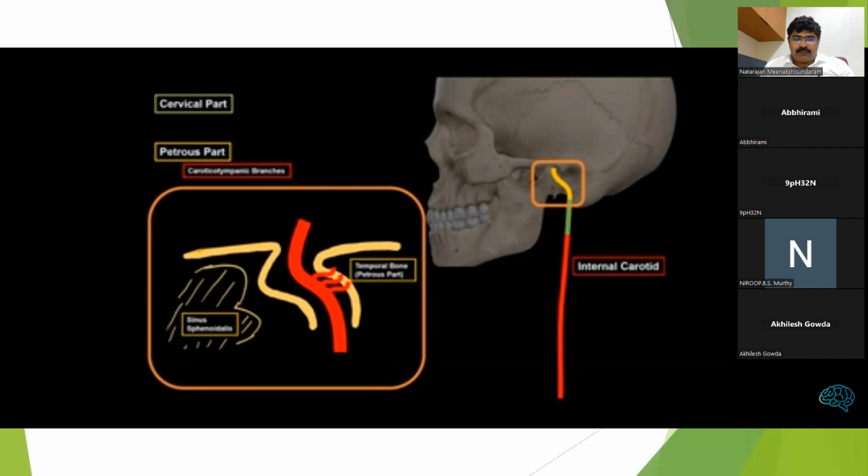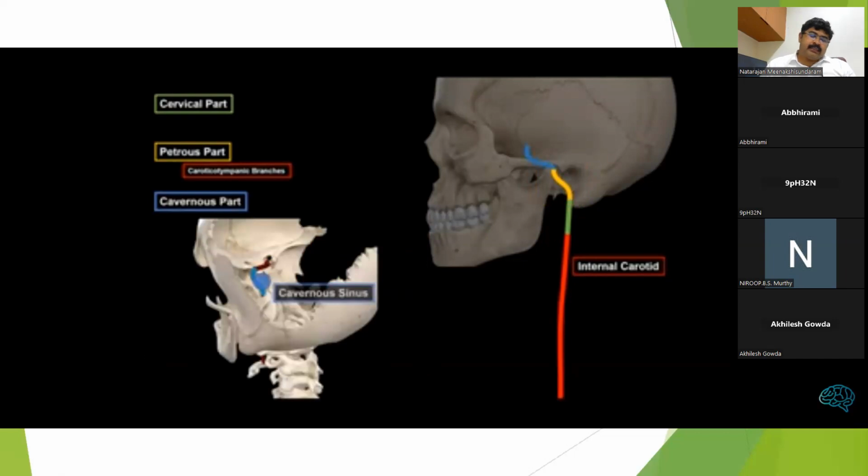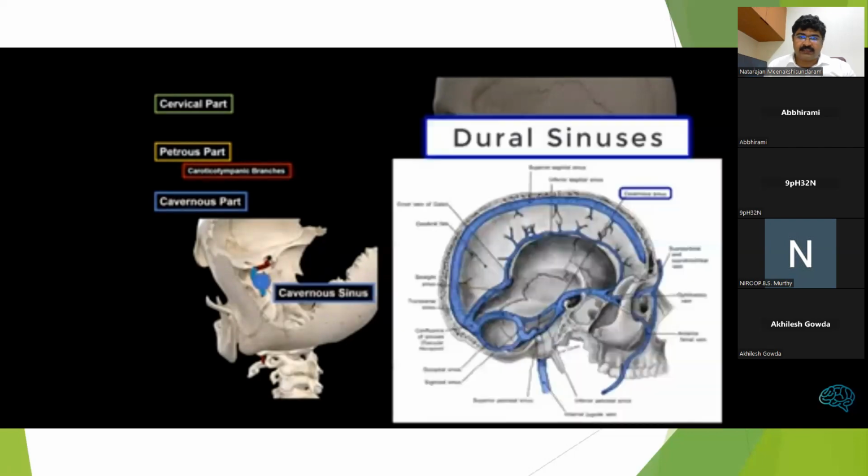Once it comes out of the carotid canal, it is called the cavernous part. Actually, we have a lacerum part. I will show you in the subsequent slides. For the sake of understanding I am showing you this, because in a few classifications the lacerum part is merged into the cavernous part. The cavernous part is the part of the ICA when it enters the cavernous sinus. The cavernous sinuses are dural sinuses, and here you have the cavernous sinus.